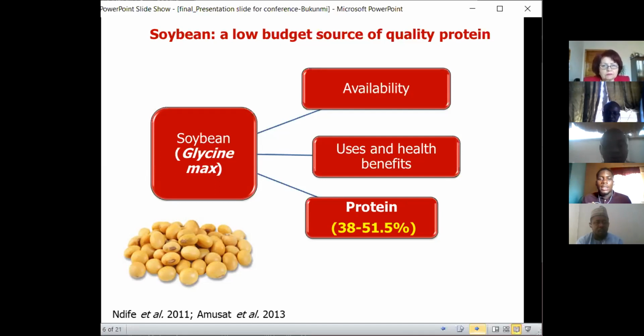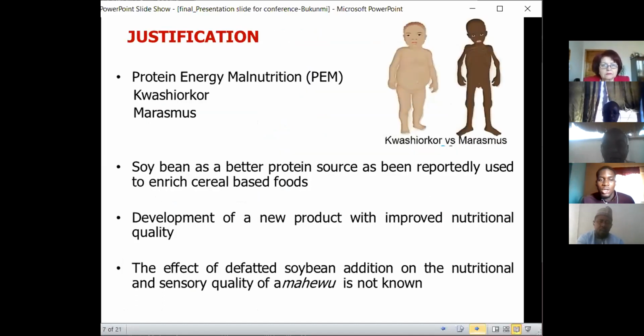It is easily available and generally used, with great health benefits. So the addition of soybean to Amaheu can go a long way to help improve the protein quality, which can reduce, of course, protein energy malnutrition. Protein energy malnutrition is very common in Africa generally. We see it among small children: kwashiorkor, marasmus, inability to digest protein, low consumption of protein. So these are great issues to which a solution should be found.